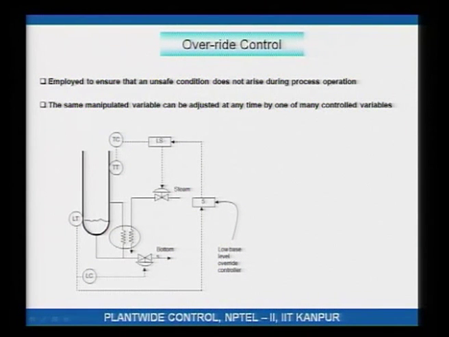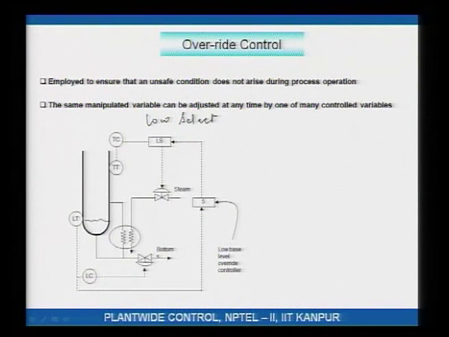This LS is actually low select. That means it takes in the signal, the output of the temperature controller, as well as this guy, which I will explain a little later. Whichever is the lower of the two, that is the signal that gets passed to the steam valve. Now, what we are doing on the other side is the level in the bottom sump of the column is controlled using the bottom's flow rate.